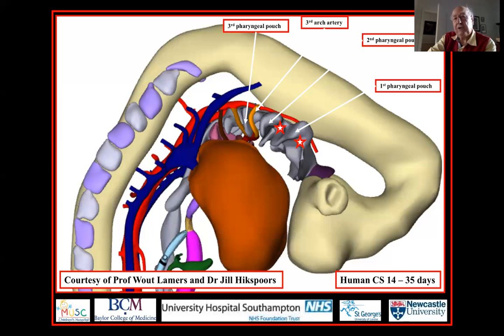You should take note of its color because Wout and Jill have retained that color through the remaining reconstructions that you're going to see, which will take us up to the end of the embryonic period. Let's look again at this initial embryo, and you see we have a fourth pouch. So we have a fourth arch, and running through that fourth arch, we have the fourth arch artery.